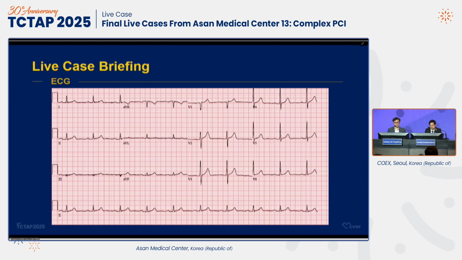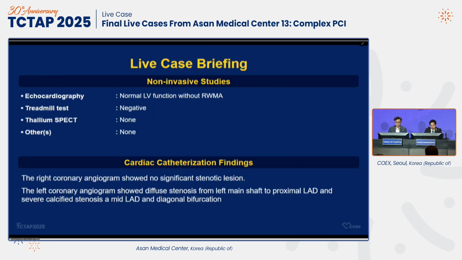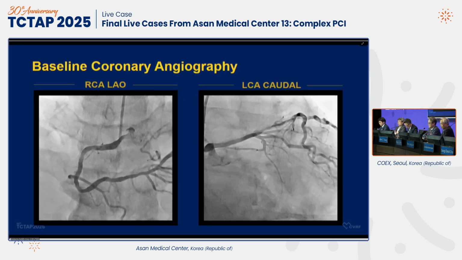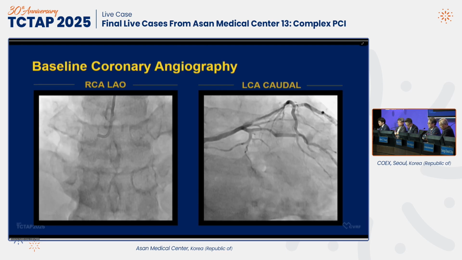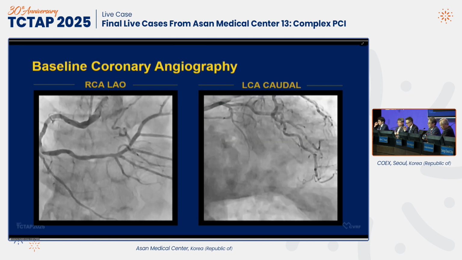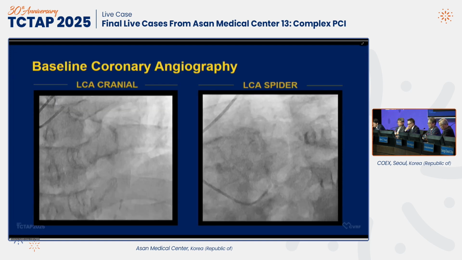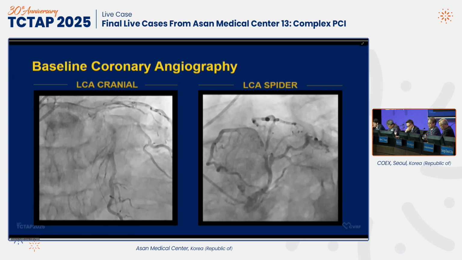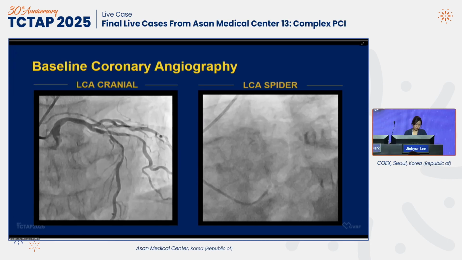ECG shows normal sinus rhythm and no significant ST change. Chest X-ray shows no significant finding. Echocardiography shows normal systolic function and no regional wall motion abnormality. The right coronary system shows no significant stenosis, and in the caudal view, we can see the long left main and diffuse calcified disease at the left main to mid-LAD. And we can see the severe stenosis at the mid-LAD and heavy calcified region and bifurcation region.